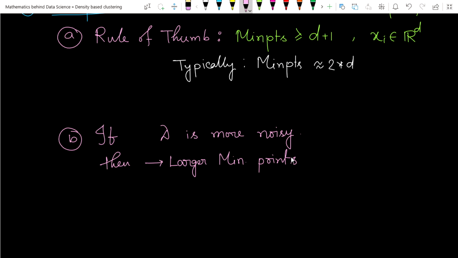Here, larger depends on how much noise we have in our data. According to the noise, we have to choose this minimum, and typically we choose a larger one. In general cases we follow the rule of thumb, but if our data has more noise, then we have to choose larger min points, meaning MinPts.